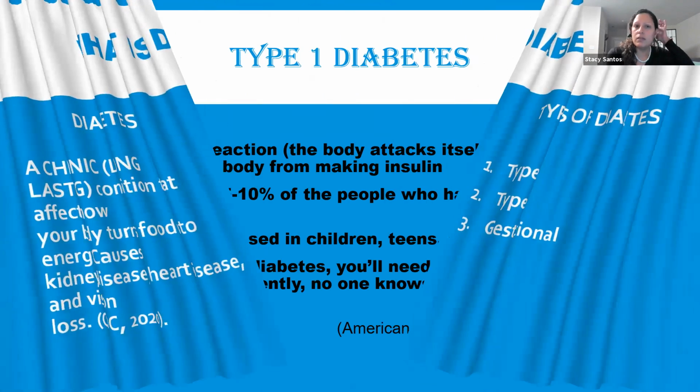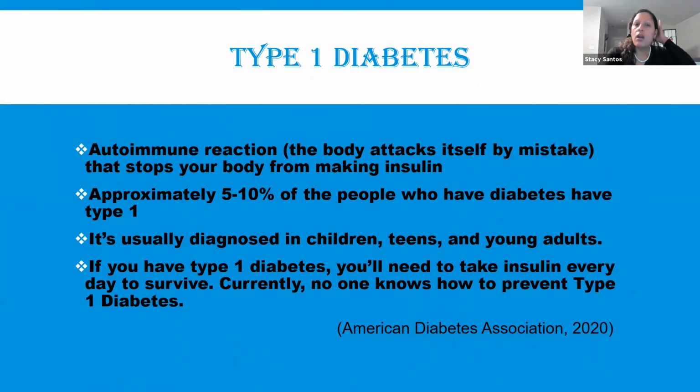Type 1 diabetes. It's an autoimmune reaction. So the body attacks itself by mistake, essentially, is what that means, and stops your body from making insulin. Now, I remember learning for the first time years ago, many years ago in my practice, that diabetes was an autoimmune reaction. And I was like, wow, I didn't even look at it that way.